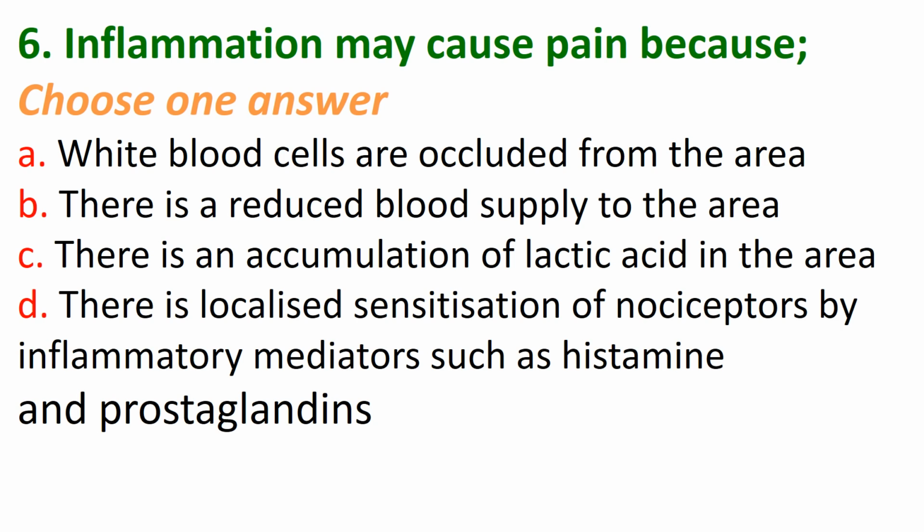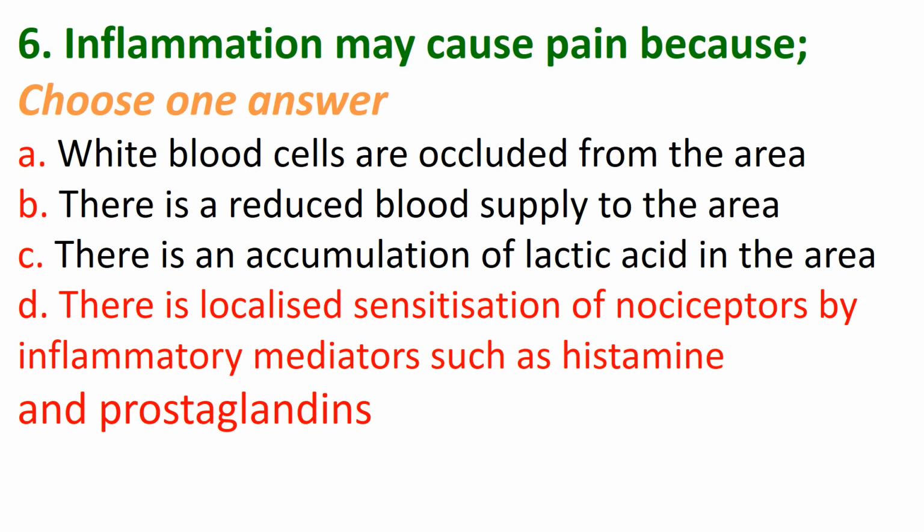Well, the characteristic features of inflammation are well known. They are heat, pain, redness, swelling, and loss of function. But why is it that inflammation causes pain? When an area is inflamed, there's normally more white blood cells in that area, and there will be an increased blood supply in an inflamed tissue. And there should not normally be an increase in the amount of lactic acid. Increases in lactic acid occur as a result of anaerobic metabolism.